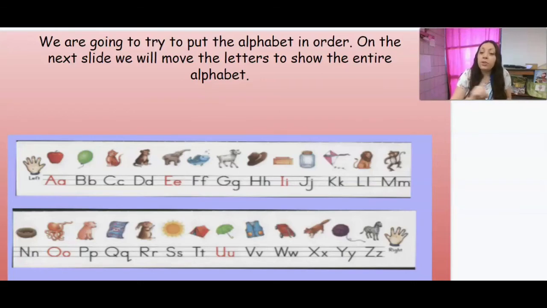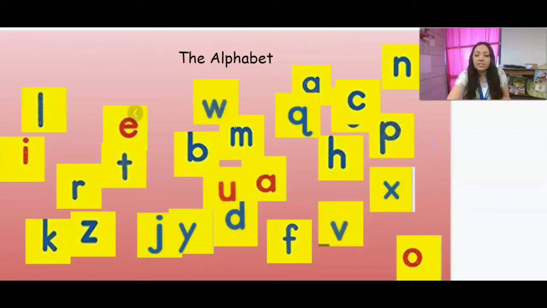On the next slide, we're going to move the letters around to show our entire alphabet. Remember, our initial letter in the alphabet is A, and then we work our way left all the way to right to our final letter, which is Z. Let's just go ahead and say them one time. Are you ready? But we're going to say them. We're not going to sing them. A, B, C, D, E, F, G, H, I, J, K, L, M, N, O, P, Q, R, S, T, U, V, W, X, Y, Z. Very good.